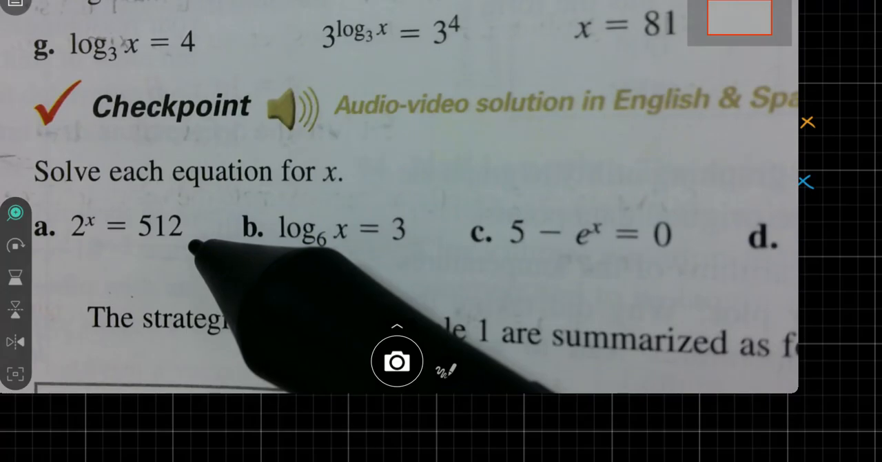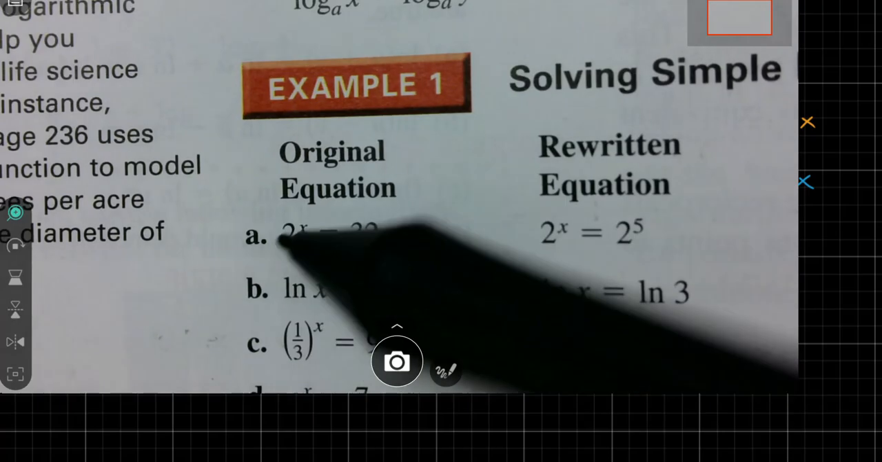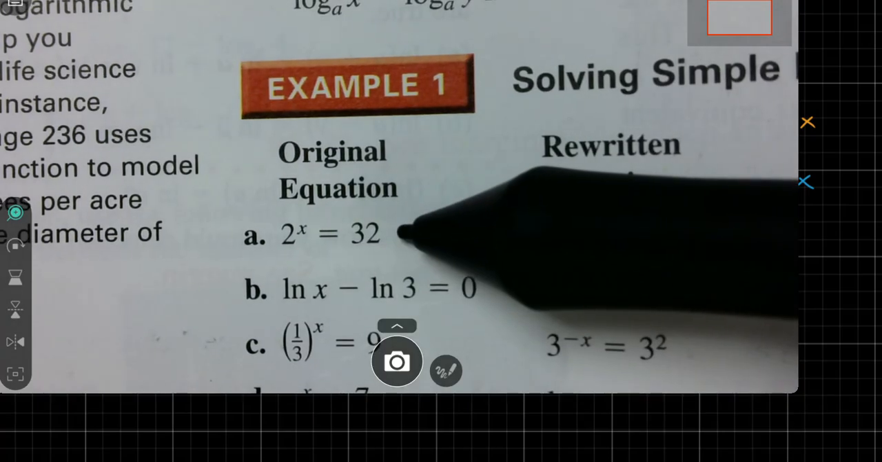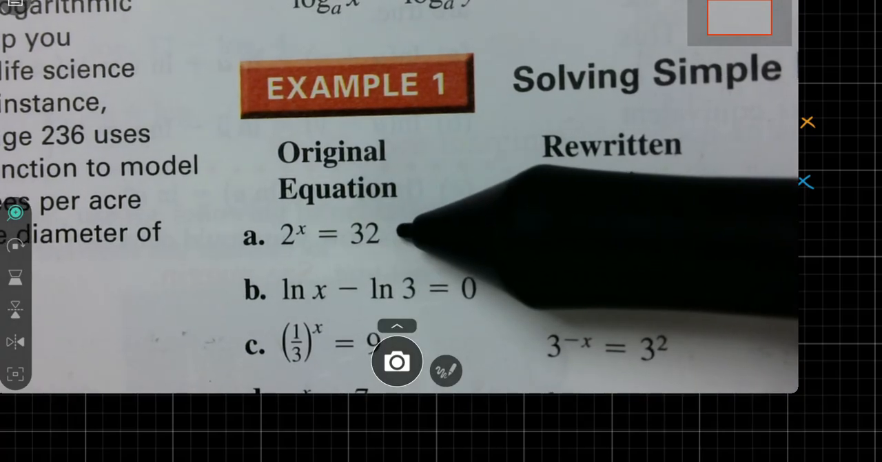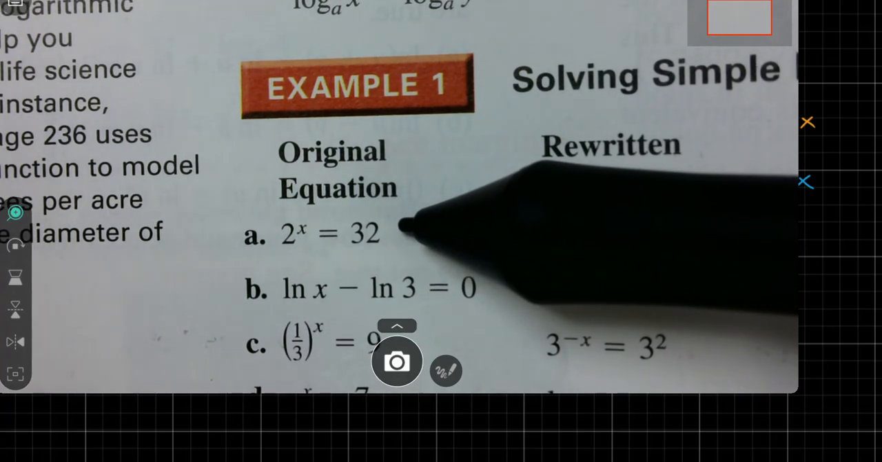But if we did a simpler problem, like, I don't know, any of these, 2 to the x equals 32. Can you solve that one? 2 to what power is 32? 5. So this is x equals 5. And that's a one-to-one property, right? Okay. Do we need to do a bunch of problems like that? So let's move to more interesting stuff.